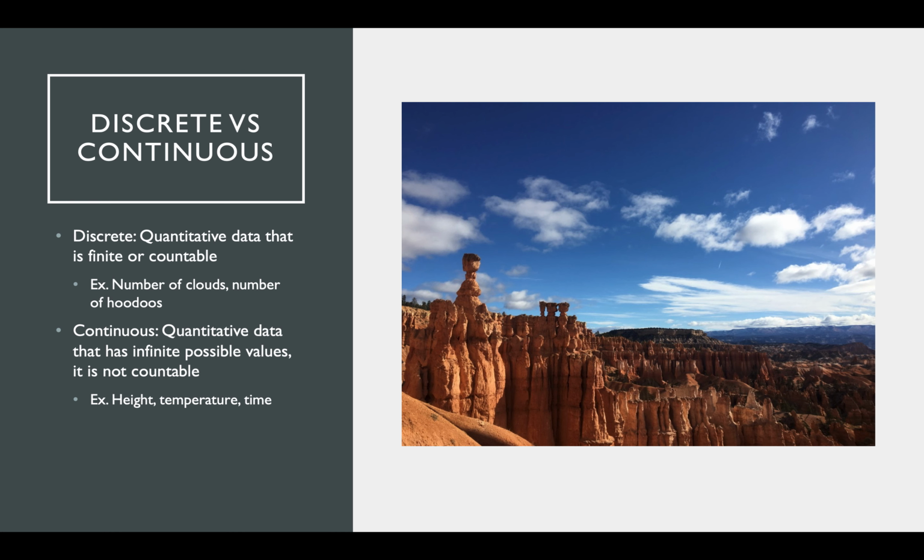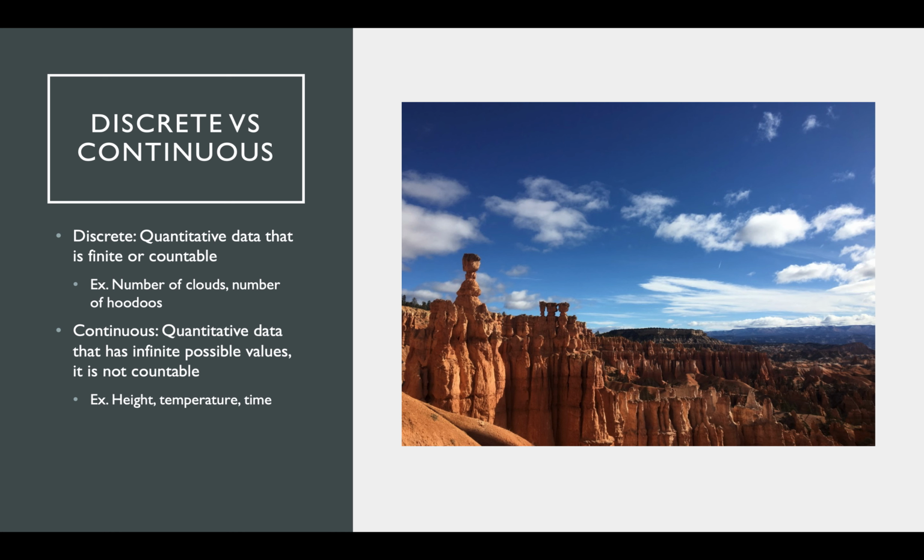So next we're going to learn about discrete versus continuous. Discrete is quantitative data that is finite or countable. So say the number of clouds in this picture. We can count how many clouds there are. You wouldn't say, oh, there's half a cloud. You would just say there's 10 clouds. And the number of hoodoos. Hoodoos are these rock formations. If you count up the number of rock formations, you'd say, oh, there's 100 hoodoos. You wouldn't say, oh, there's 10.5. So those are discrete. Discrete are always whole numbers.